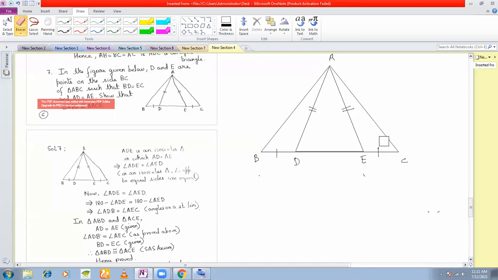You need to show that triangle ABD is congruent to triangle AEC. That means these two triangles here. These two triangles you need to show they are congruent. Okay. So how do we start?